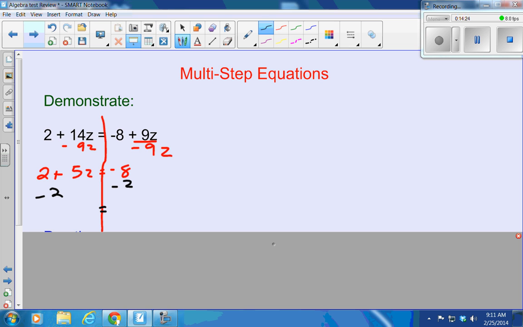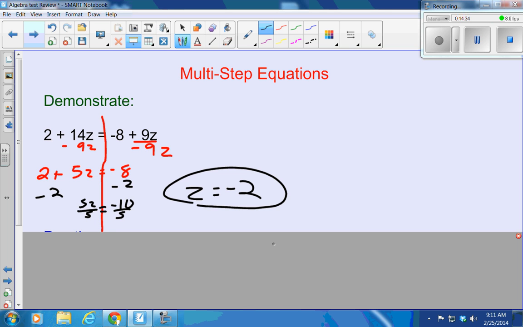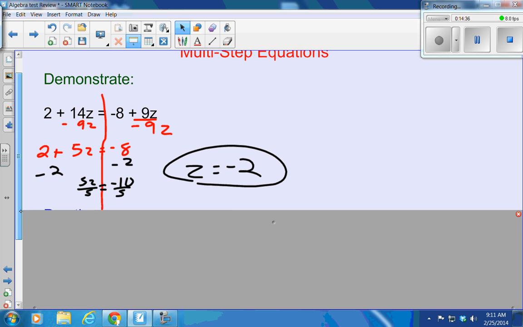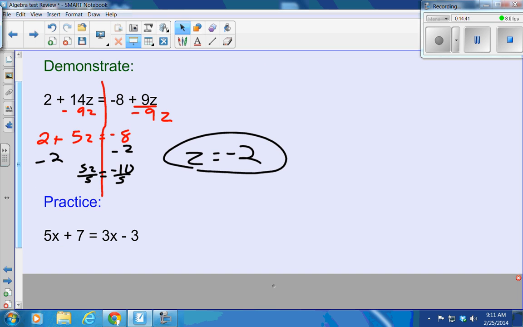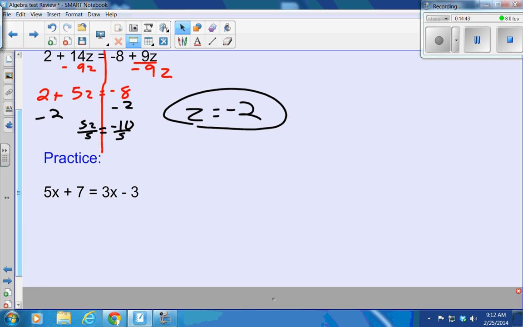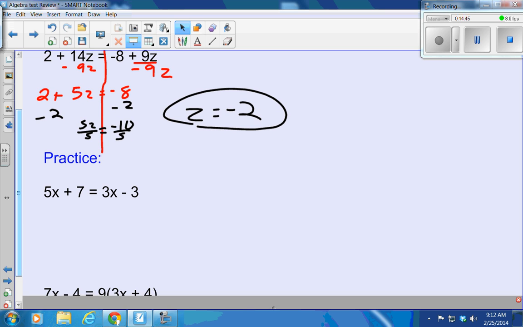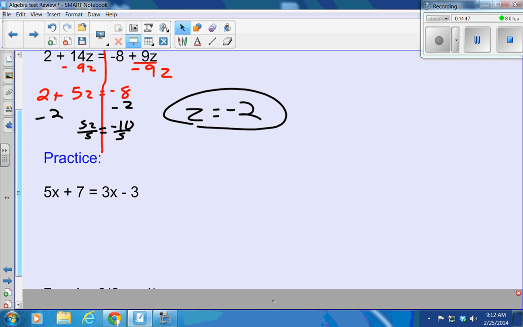Negative 8 minus 2 is negative 10 equals 5z. Divide by 5. Divide by 5. Z equals negative 2. It's a challenging problem, but if you get that first step right, you're just right to two-step algebra again. So here you go. This is all you. You can do it. I believe in you. Please try this one right here. Pause it now.